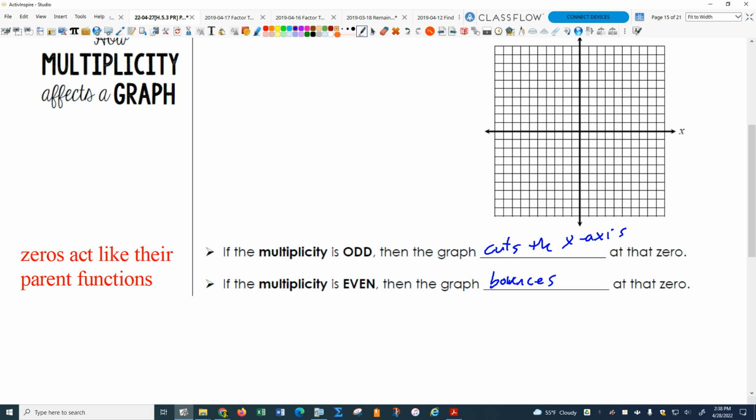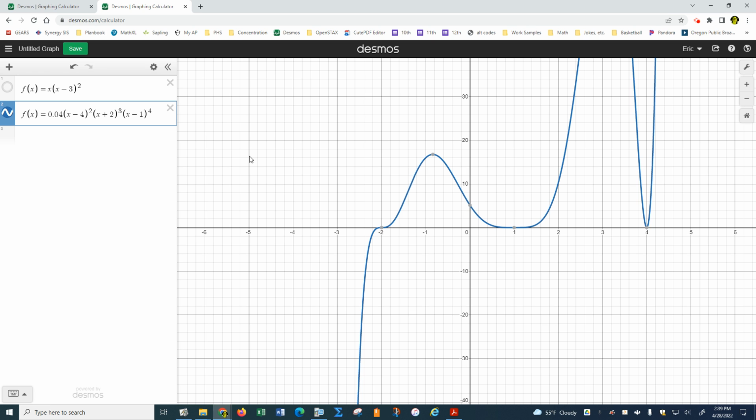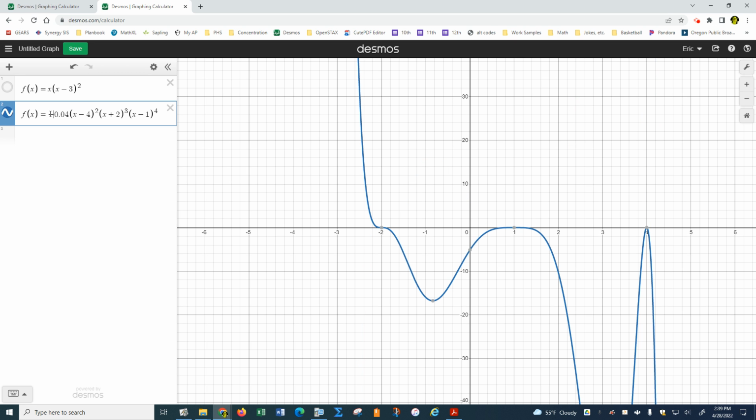Okay, now it could bounce from the top, or if I wanted to, it can bounce from the bottom, right? If I change this to a negative, same behavior holds, only now they're just bouncing against the bottom of the x-axis. Doesn't matter, right?